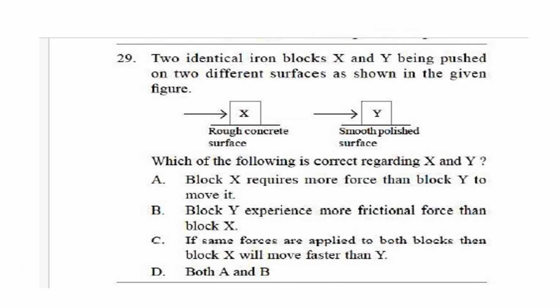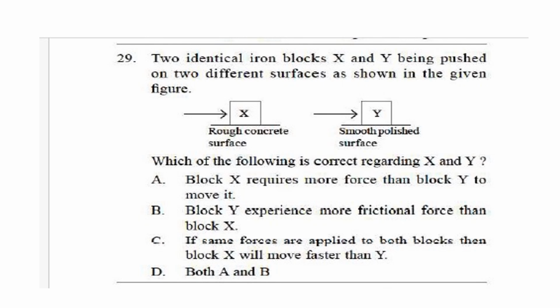Question number 29. Two identical iron blocks X and Y are being pushed on two different surfaces as shown in the given figure. Here X has a rough concrete surface and Y has a smooth polished surface. So there is more frictional force on X and less frictional force on Y. Which of the following is correct regarding X and Y?